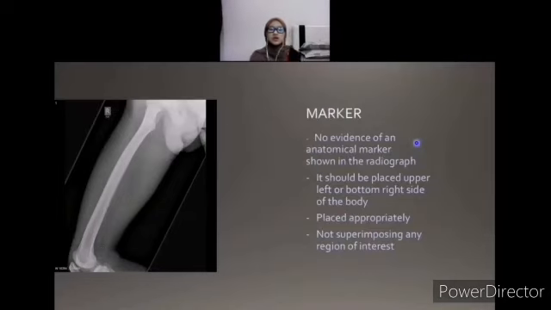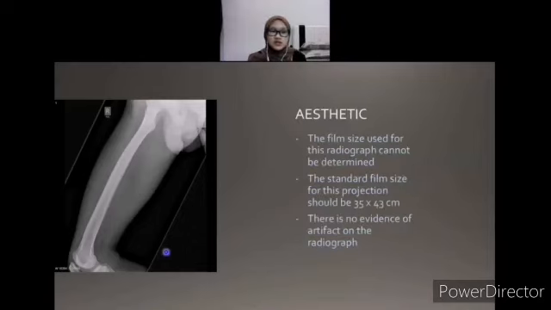For the marker, there is no evidence of an anatomical marker shown in the radiograph. This is not a plumber marker. It should be placed at the upper left or bottom right side of the body, and it should be placed appropriately and thus not superimposing any region of interest. For the aesthetic value, the film size used for this radiograph cannot be determined. The standard film size for this projection should be 35-43 cm, and there is no evidence of artifact on the radiograph.